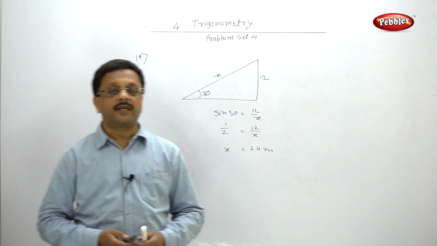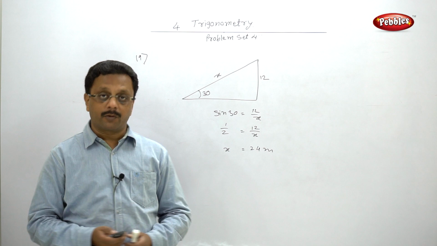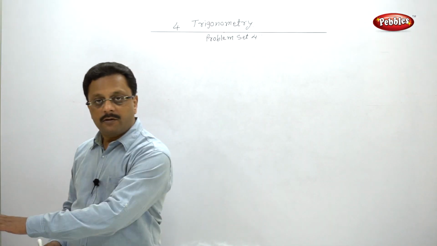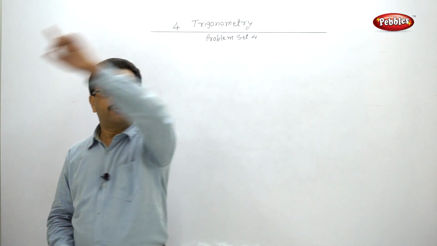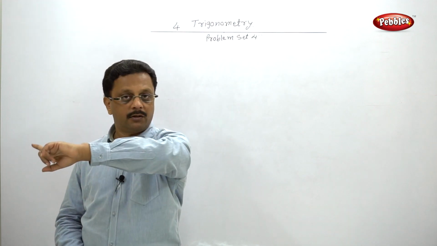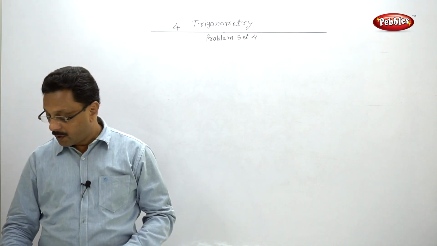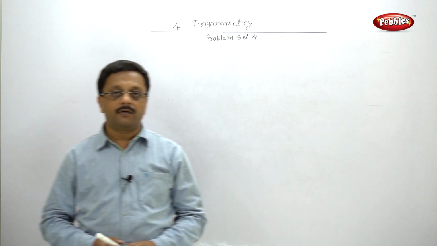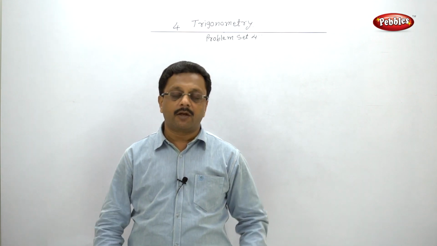Let us see the last example of problem set 4. Example 20, interesting example but simple. A bird was flying in a line parallel to the ground from north to south. Ground is here, line parallel to the ground, the bird is flying. Tom is standing in the middle of the field. Suppose I am standing here in the middle of the field.